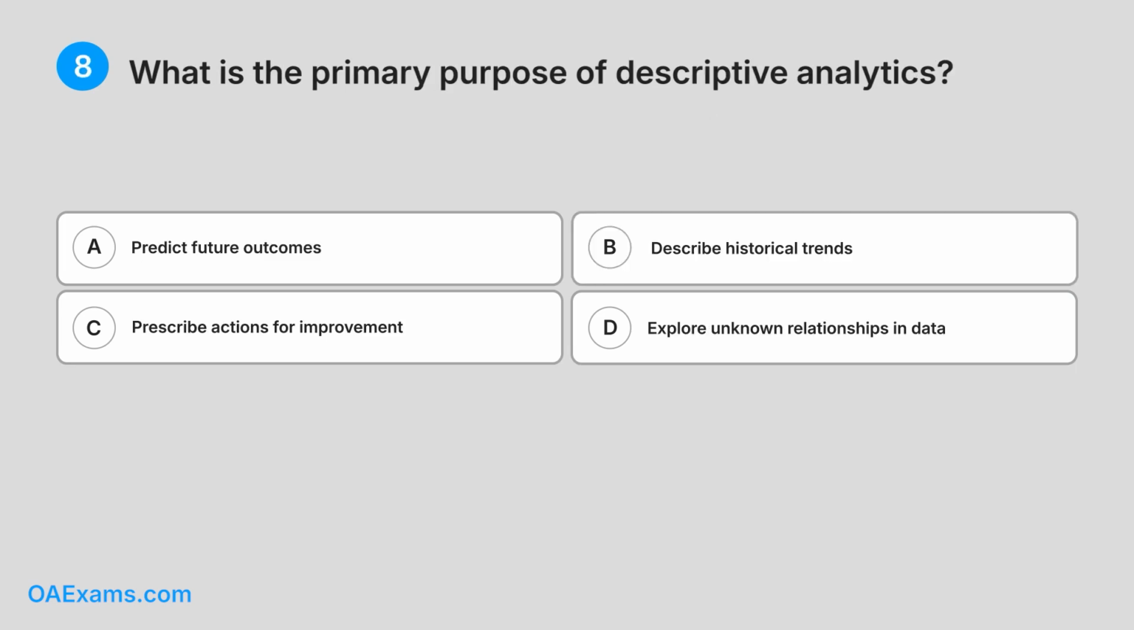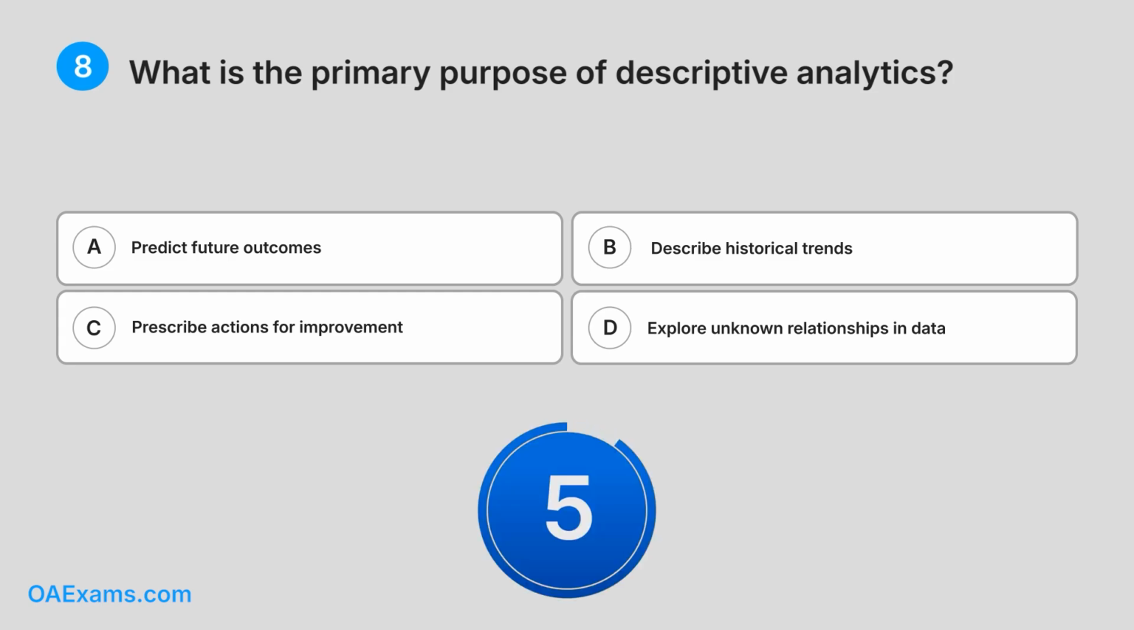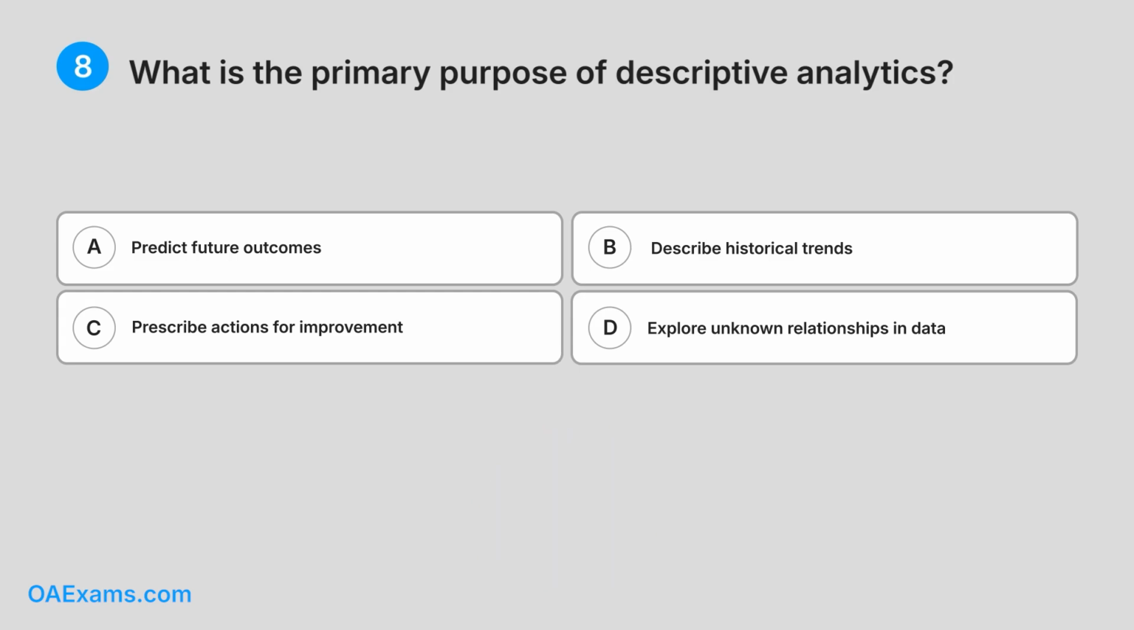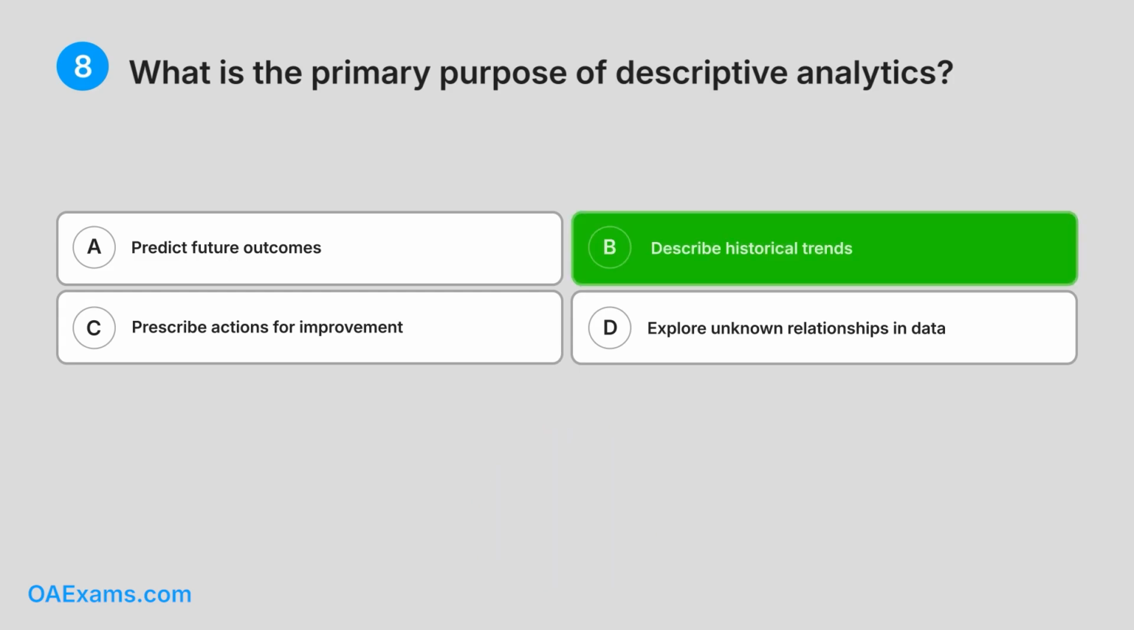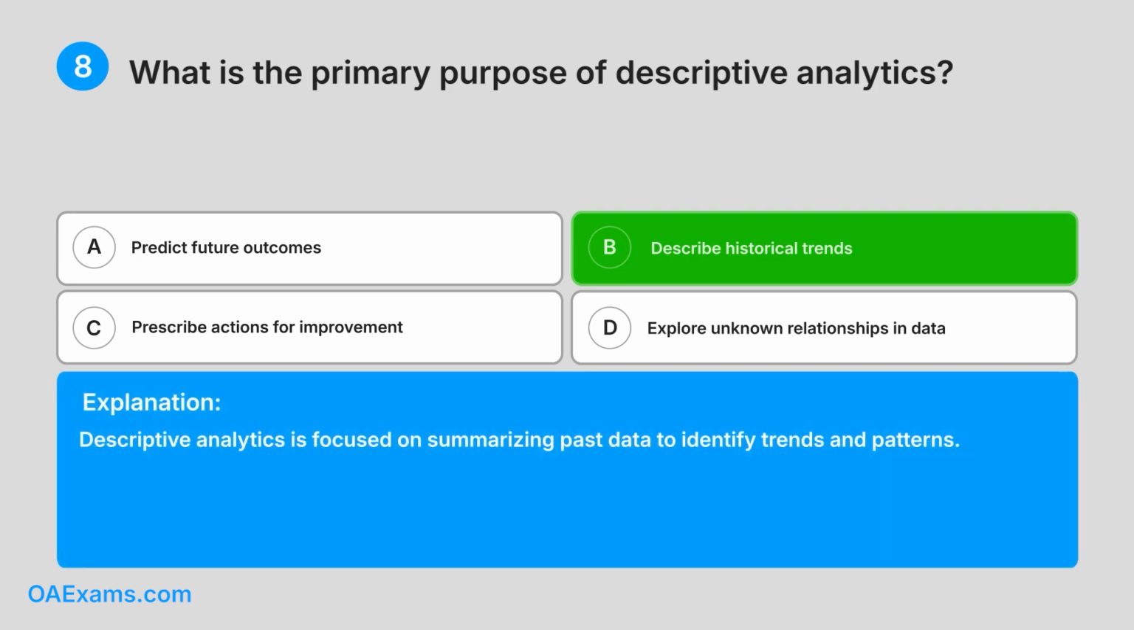8. What is the primary purpose of descriptive analytics? A. Predict future outcomes. B. Describe historical trends. C. Prescribe actions for improvement. D. Explore unknown relationships in data. Do you know the answer? Correct answer: B. Describe historical trends. Explanation. Descriptive analytics is focused on summarizing past data to identify trends and patterns.